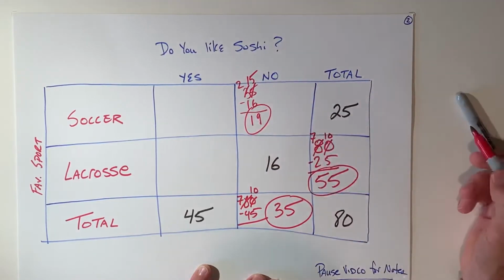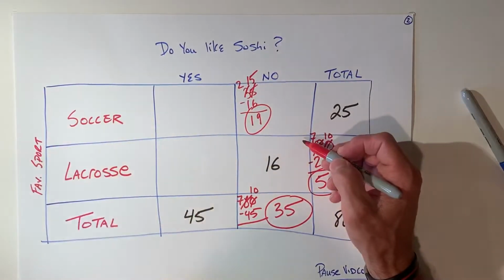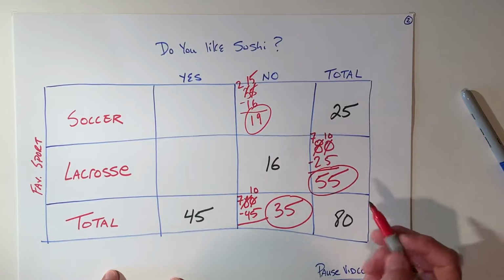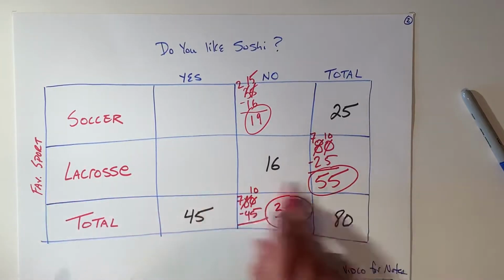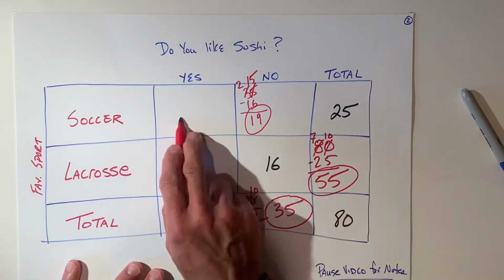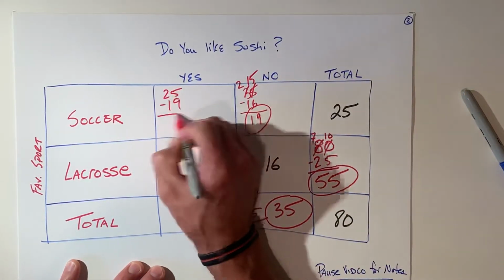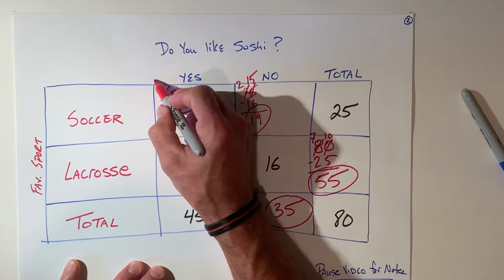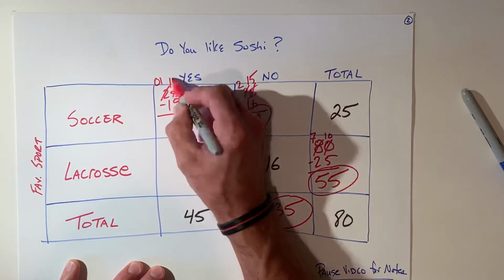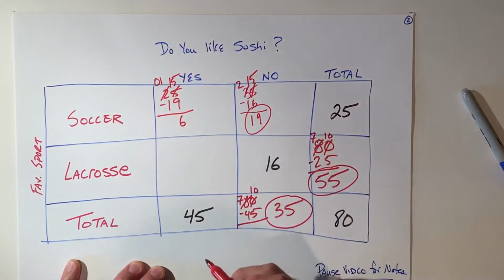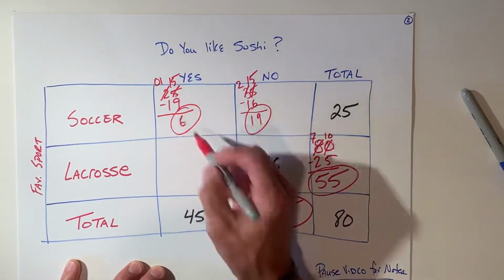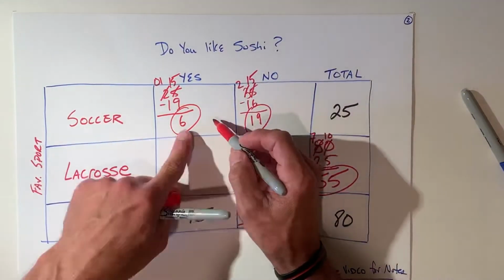So 19 students do not like sushi but happen to play soccer or like soccer. Let's go with a row, same concept. Something plus 19 equals 25. So 25 minus 19 equals our number. Once again, we'll borrow. This is a 6, and 1 minus 1 is 0. So 6 students like sushi and like soccer.